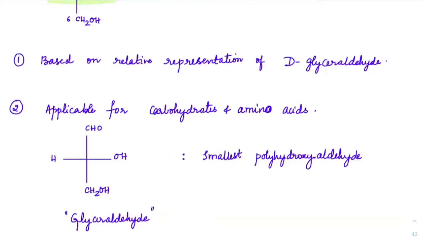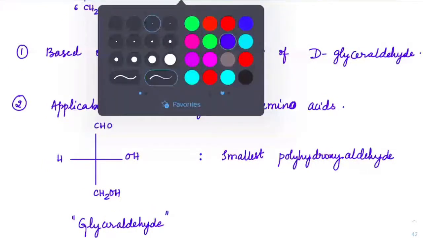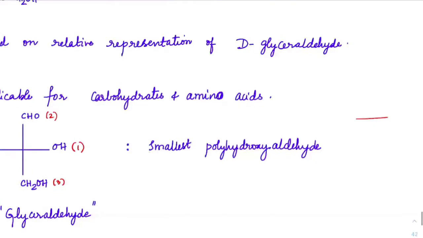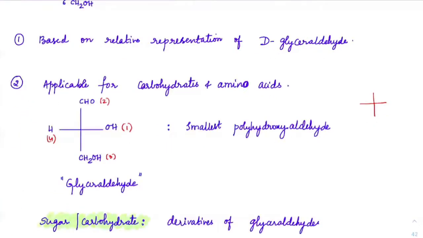And in this reference, if you observe how the configuration is, let us assign the priority here. This is priority 1, next priority 2, priority 3 and priority 4, correct? Based on CIP rule. Now I have to bring 4 down. So if at all I have to bring 4 down, what should I do? I have to make an even number of exchanges. So 4 and 3, 1 and 2. I made the exchange. Now see how 1, 2 and 3 are moving. They are moving clockwise. Clockwise means R configured, correct? So this carbon is actually R configured.